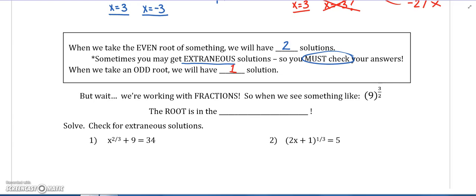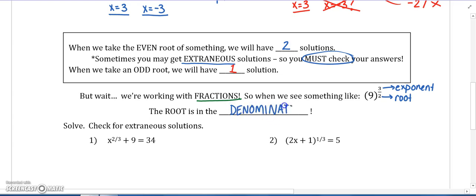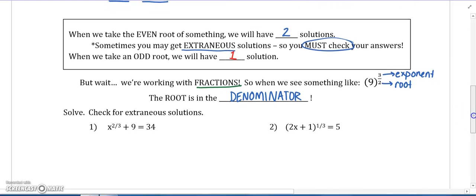But wait, it's not quite that easy, because we're not just going to be working with regular exponents, we're working with exponents that are fractions. Alright, so we have to make sure we remember which part of the fraction is the root. So remember, when you see something like 9 to the 3 halves, where there's an exponent that's a fraction, the top number is our exponent, and the bottom number is our root. So in other words, the root is in the denominator. Alright, so when we check to see if we're doing an even root, we're going to look for what ends up being the denominator of our exponent.